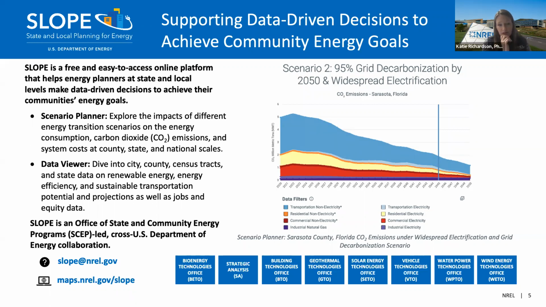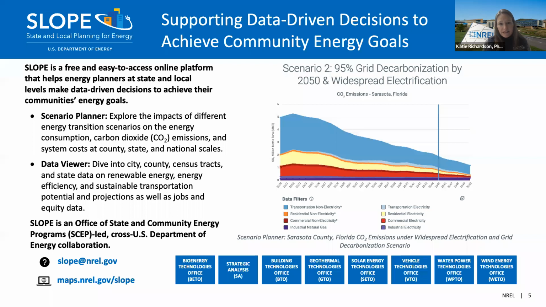The second component or tool that is available on SLOPE is the data viewer. I think there are more than 50 data sets now available on the data viewer that cover renewables, energy efficiency, sustainable transportation, lots of really great equity data, some economic impact benefit numbers through jobs, available through the data viewer. If you are interested in the data viewer, I do highly recommend that you register for our Friday webinar as well, which will also be recorded if you can't make it on Friday, but we'd love to share some information about that side of the tool as well, and that will be on Friday.